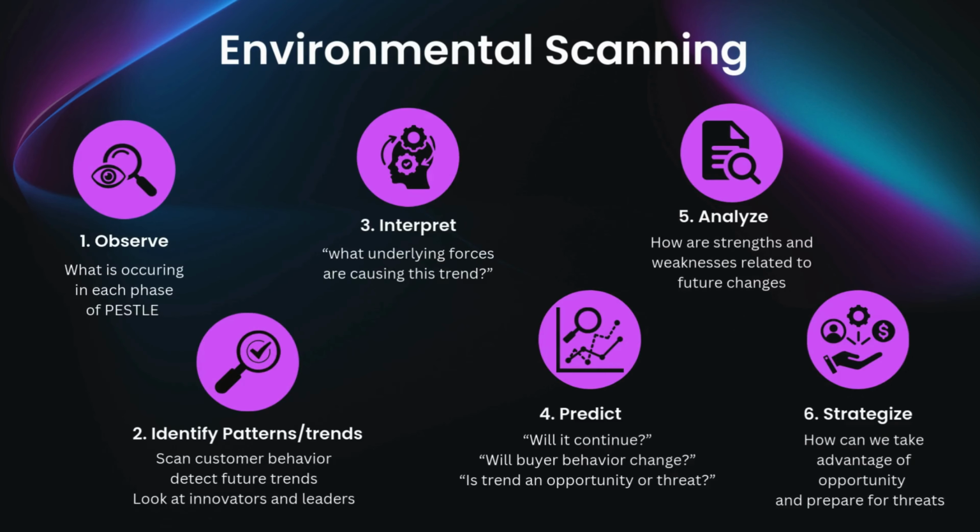Environmental scanning is a systematic approach to understanding market changes and preparing businesses for the future. The process follows 6 key steps. It begins with observation. This is where companies look at what's actually happening in each area of the PESTLE framework, those factors affecting business decisions. Then comes identifying patterns, where organizations analyze customer behavior and watch industry leaders to detect emerging trends. The third step, interpretation, is crucial.